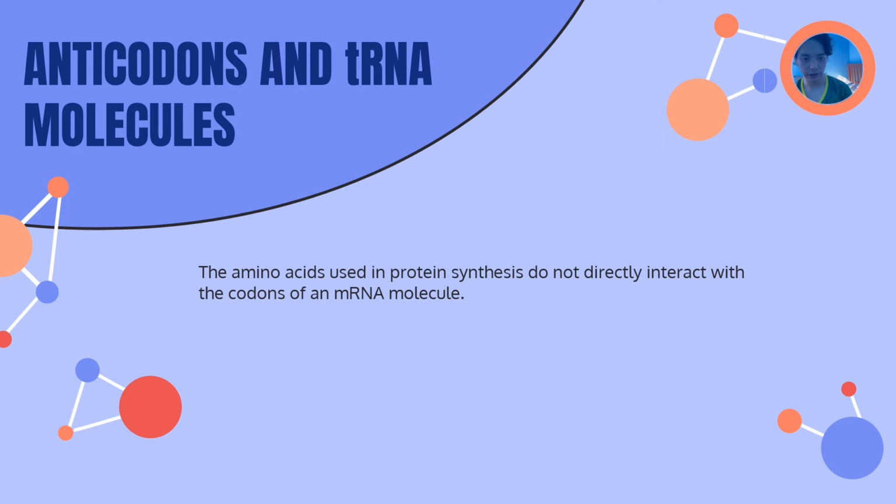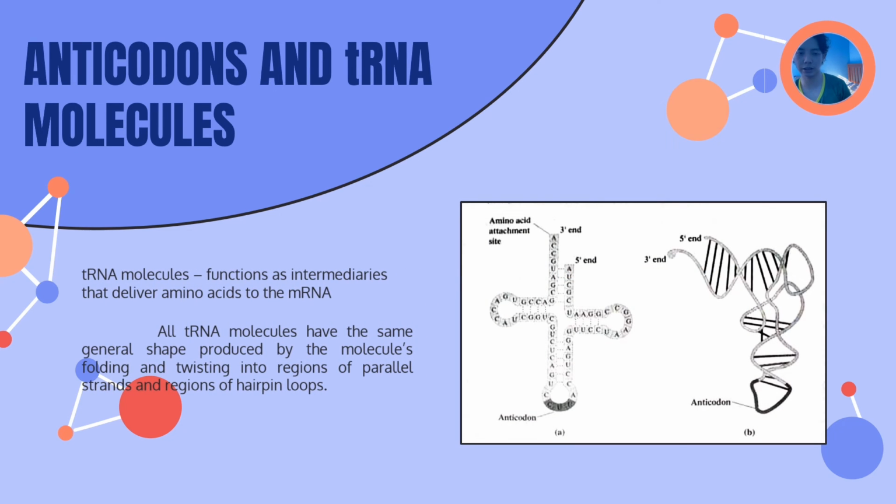So next topic is the anticodons and tRNA molecules. Note that when the encoding is finished, the amino acids used in protein synthesis do not directly interact with the codons of an mRNA molecule. Instead, tRNA molecules function as intermediaries that deliver amino acids to the mRNA. At least one type of tRNA molecule exists for each of the 20 amino acids found in proteins. All tRNA molecules have the same general shape, and this shape is crucial to how they function. Here is shown the general two-dimensional cloverleaf shape of a tRNA, a shape produced by the molecule folding and twisting into regions of parallel strands and regions of hairpin loops.